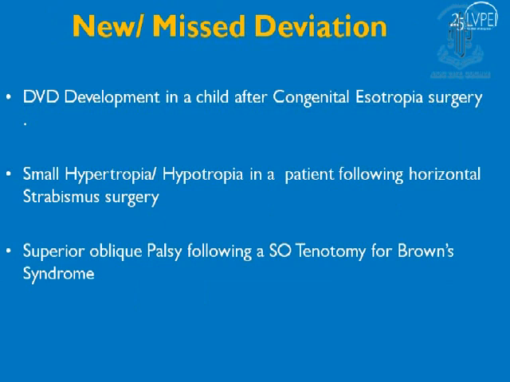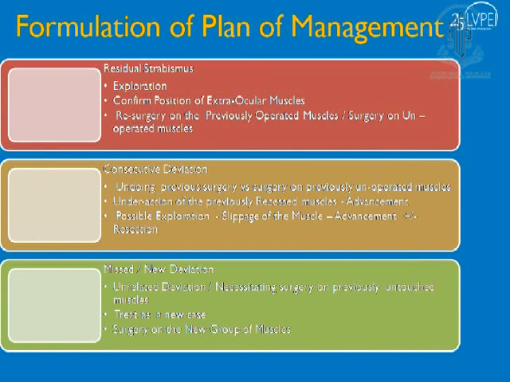For example, if it's a DVD, we need to operate on the previously unoperated muscles. The only thing is that we have to explain to the parents that this was the possible natural course of the disease and we need to do a further surgery. So this tabulates what we have discussed just now.